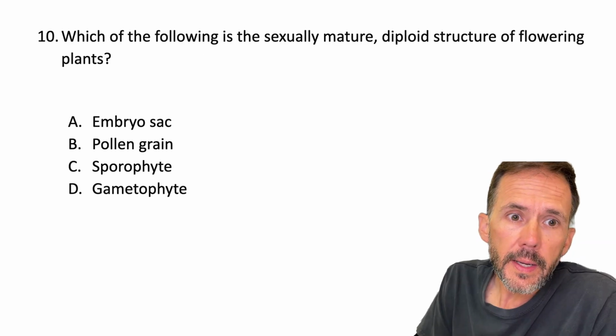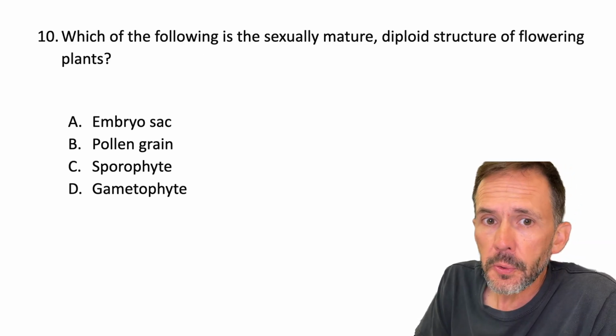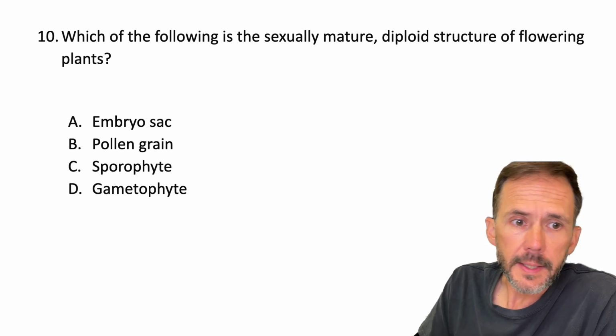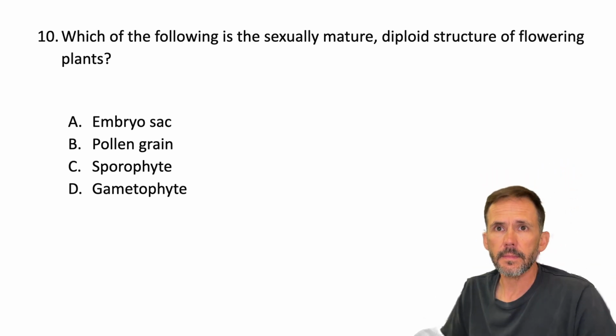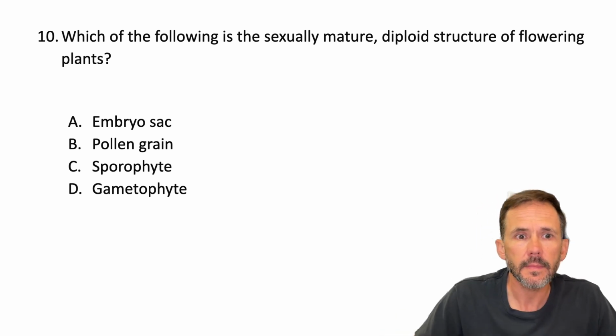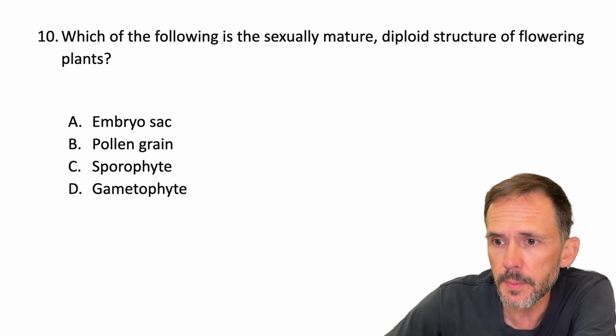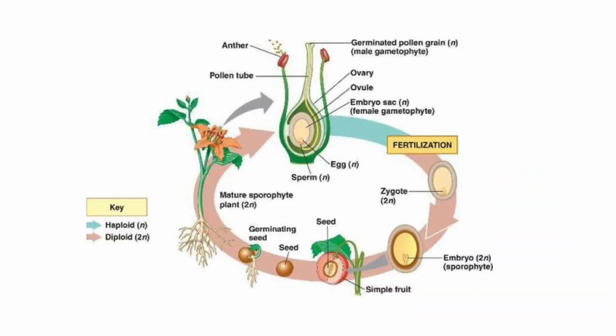All right, which of the following is the sexually mature diploid structure of flowering plants? And the answer here is the sporophyte. Shown here with this cycle, looking at the gametophyte and sporophyte stages, we can see that the sporophytes are the diploid, so that's denoted with 2N.